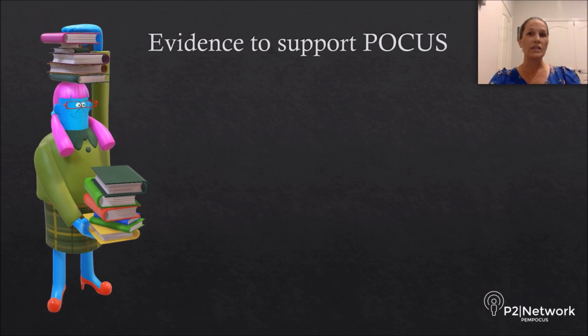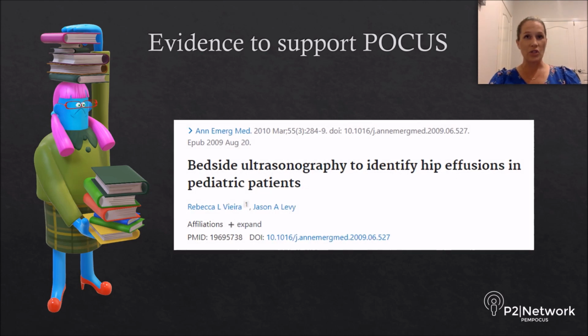Ultrasound has been shown to detect effusions as small as 1 ml with a sensitivity of 90 to 100%. And there have been several studies evaluating point-of-care hip ultrasound for the detection of hip effusion. Vieira et al. found that emergency physicians detect hip effusions using POCUS with an 80% sensitivity and a 98% specificity, compared to the gold standard of radiology department ultrasound.